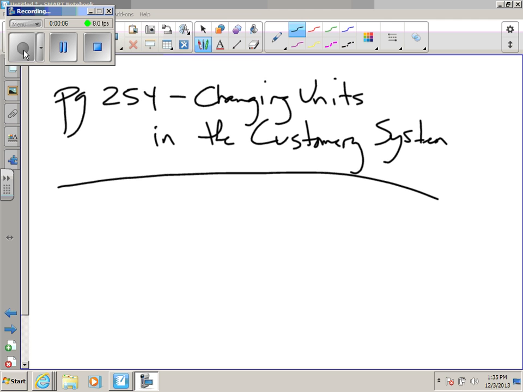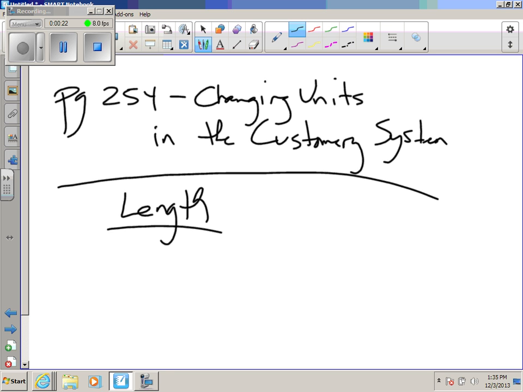Okay, now, changing units in the customary system. Now, we have, as we talked about, 3 different types of these units. The first of which deals with measuring length. What were the measurements we used for length? That was the inches, feet, yards, miles.